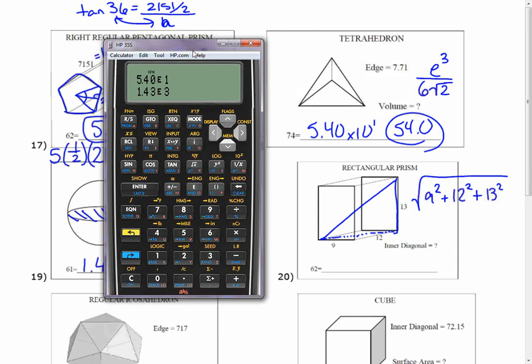So we can just do our 9 blue squared, or just type in 81, and then 12 blue squared, or just type in 144, and we want to add those. And then we have 13 squared, so you can just know it's 169, or you can do 13 blue square. We want to add that, so that's the sum of all 3 of those, and we just square root it. And we get 1.98 times 10 to the first, or move that decimal over 1, and get 19.8.